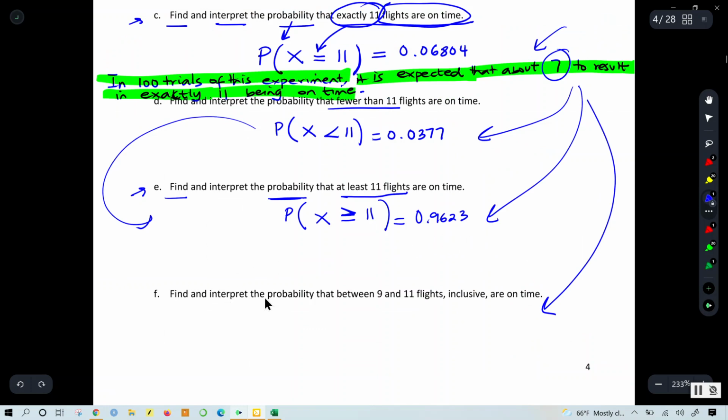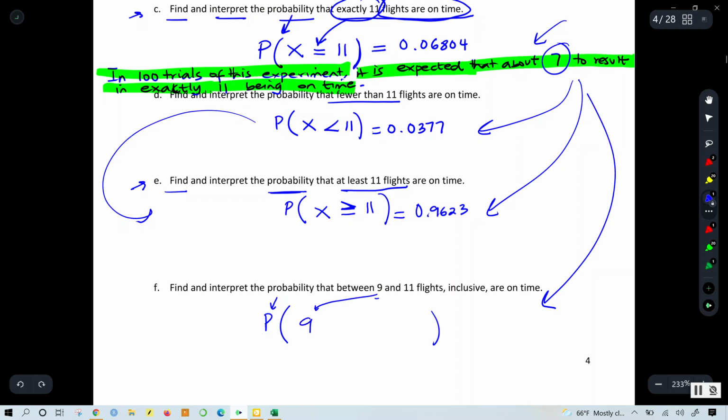Question F, we're to find and interpret the probability that between 9 and 11 flights inclusive are on time. What does this mean? Well, probability that X is between 9 and 11 using the less than symbol. But then something important to note, this says inclusive, which means we have to include the possibility that X is equal to 9 and the probability that X is equal to 11.